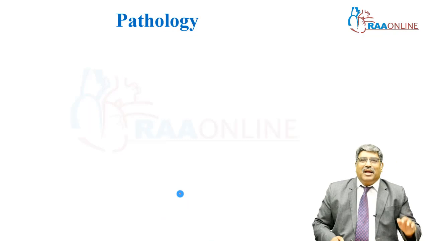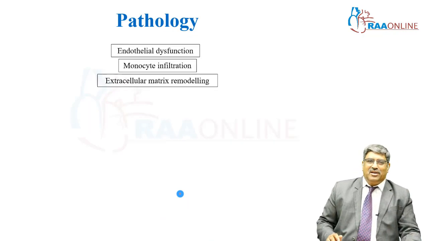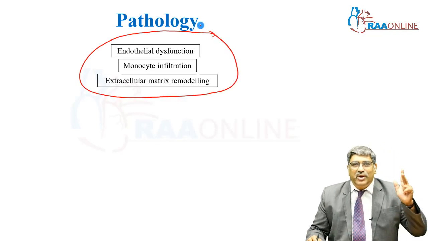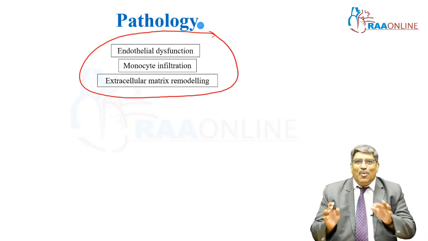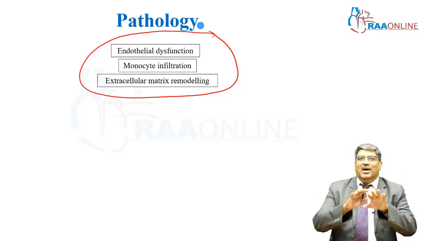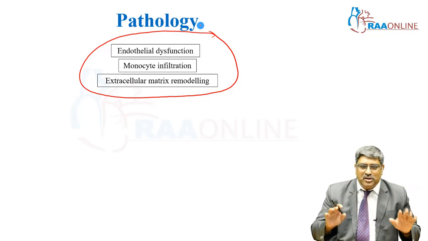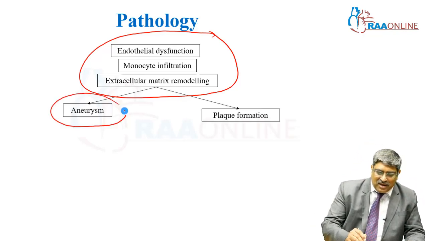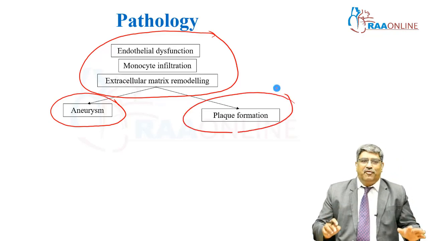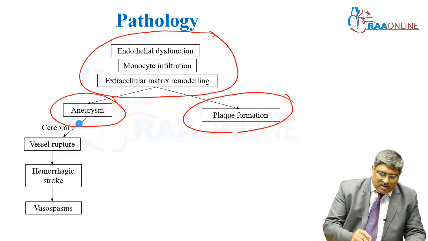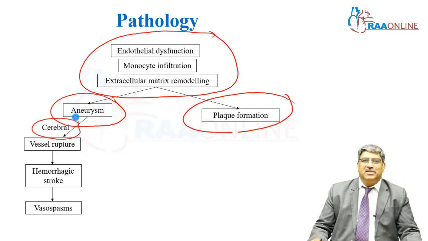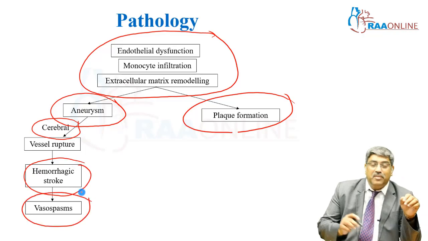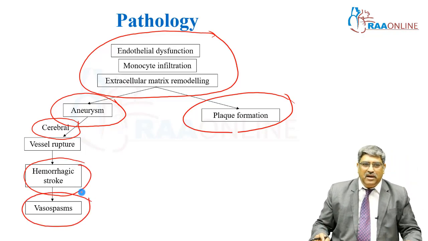Now coming to the pathology of vascular disorder. Usually whenever some pathology of the vascular lumen is involved, there is going to be endothelial dysfunction, monocyte infiltration and extracellular matrix remodeling. It results in two major vascular pathologies, that is either aneurysm or plaque formation. And if this aneurysm happens to be in the cerebral circulation, there can be vessel rupture, hemorrhagic stroke or there is going to be vasospasm which can cause cerebral ischemia.